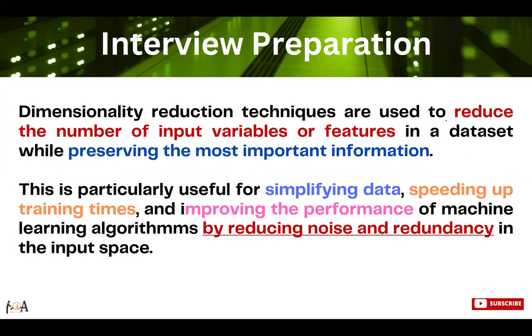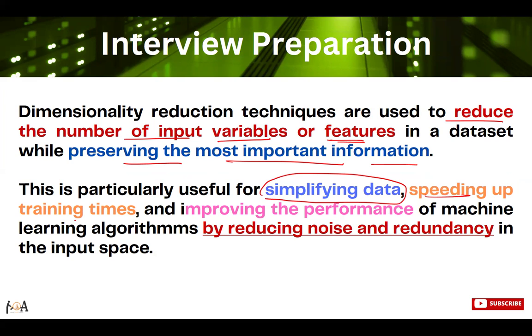Basically, it is used to reduce the number of input variables or features in a data set while preserving the most important information so that the conclusion can be made, but unnecessary features can be reduced, which are not required, right? So this is particularly useful for simplifying data, speeding up the training time, and improving the performance of machine learning algorithms by reducing the noise and redundancy in the input space, right?